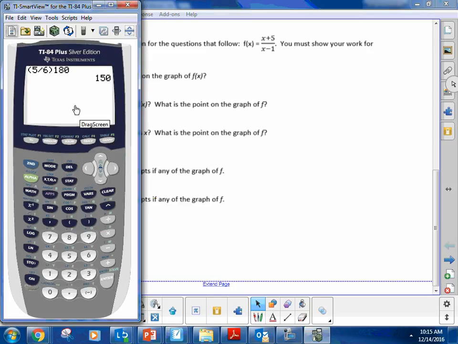Bringing out the calculator, this is what you do. You go ahead and you type in y is equal, in this case, x plus 5. I need to add this parentheses over here. And then a comma, parentheses. Let's do divided by x minus 1, and let's bring up the table. And we're actually looking to see if the x value is 4, it is 3.